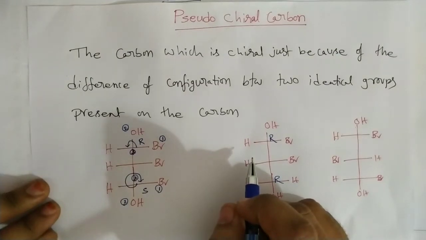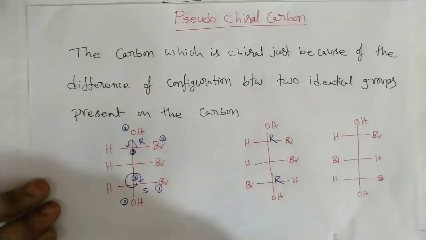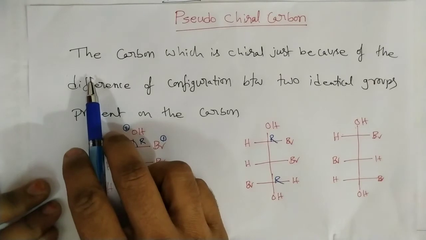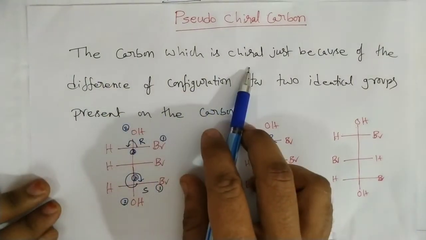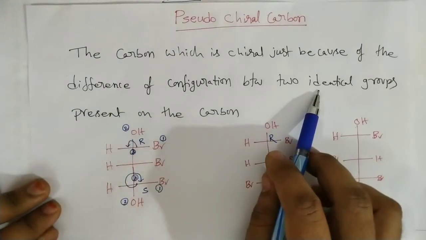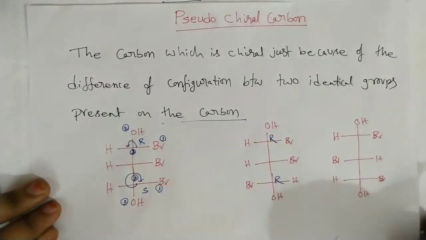Hello students and friends. In this video let us discuss pseudo-chiral carbon. You know that a chiral carbon means the carbon which is directly attached to four different groups. Coming to the pseudo-chiral carbon, it is also a chiral carbon. It is defined as the carbon which is chiral just because of the difference of configuration between two identical groups present on the carbon atom.